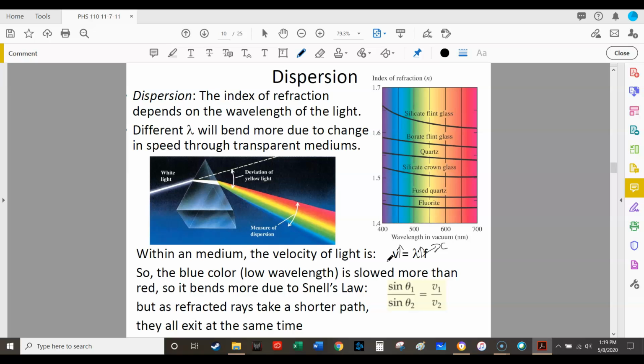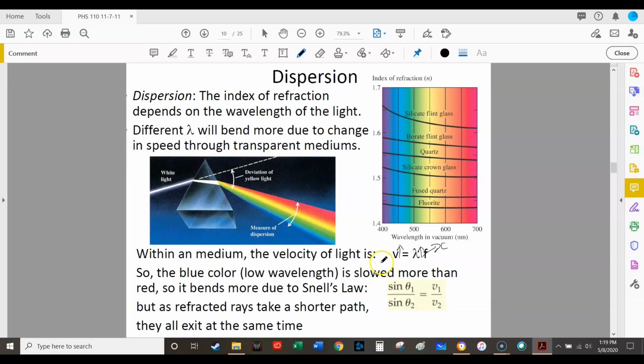So this is only... now, speeds only vary when white light hits a medium. In outer space, all of those colors are traveling at the same speed. Okay? So that kind of makes sense a little bit, hopefully.